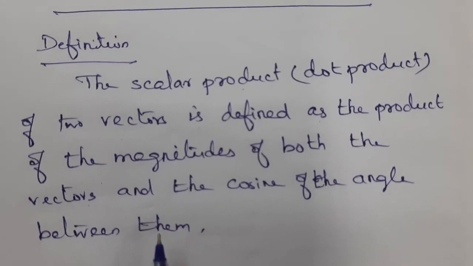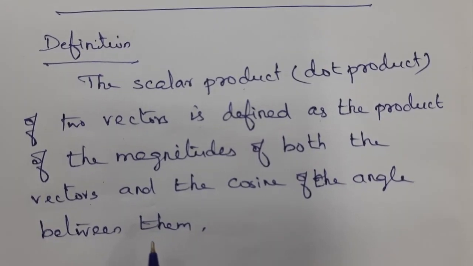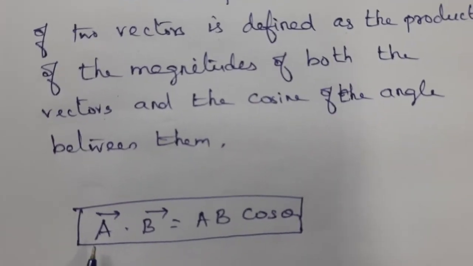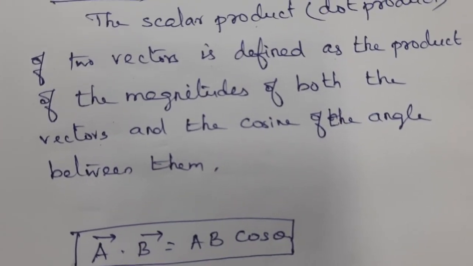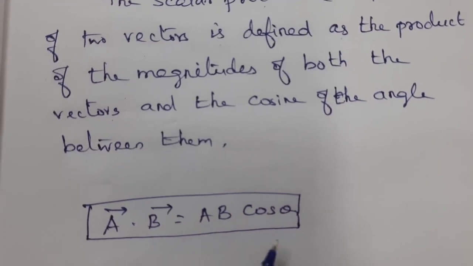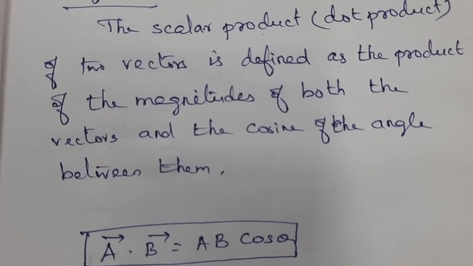Consider two vectors A and B having an angle theta between them. Then their scalar product can be defined as A vector dot B vector equal to AB cos theta. This is the scalar product.